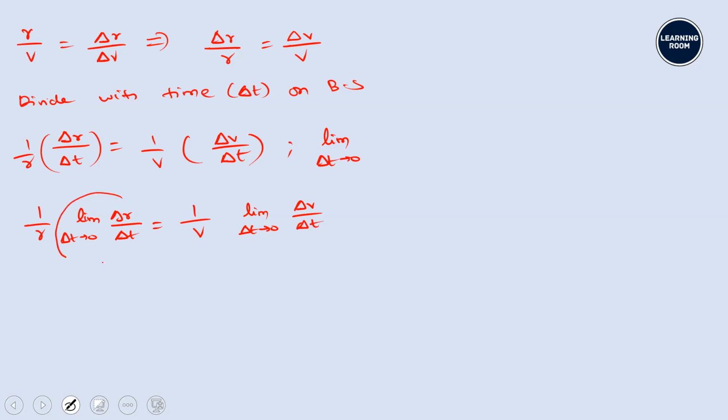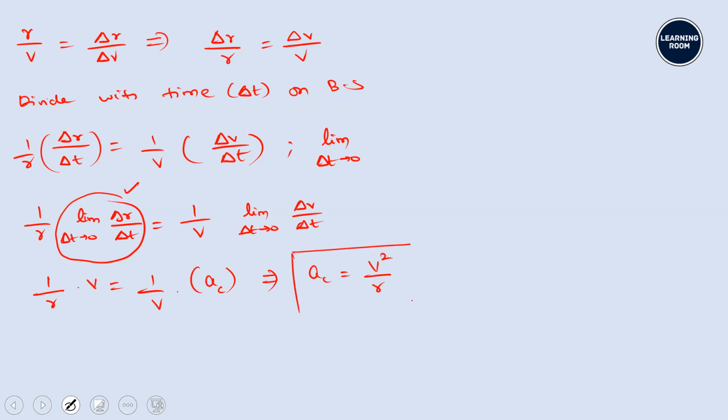Now, if you observe, this value gives me the instantaneous velocity. So 1 divided by R into this gives the instantaneous linear velocity, the tangential velocity that I was speaking about, is equal to 1 by V into the limit as delta T tends to 0 of delta V by delta T, which gives the instantaneous acceleration. And this acceleration is what is called the centripetal acceleration. So if you rearrange this equation, AC will be equal to V square divided by R.